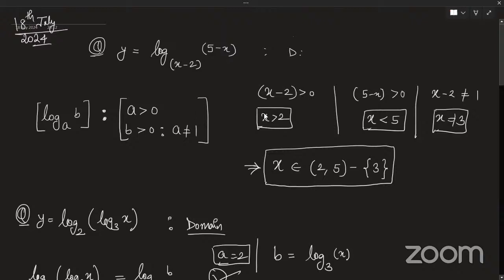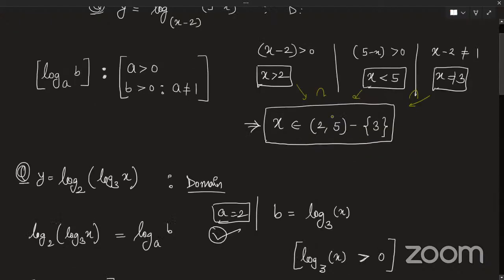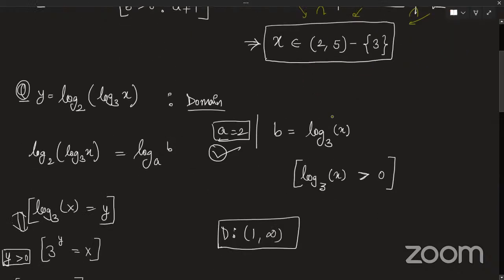So x minus 2 has to be greater than 0, so x has to be greater than 2. 5 minus x is greater than 0, so x has to be less than 5. x minus 2 can't be equal to 1, so x can't be equal to 3. So when I take the intersection of these three things, for a domain we take the intersection of all possible conditions. So it is (2, 5) minus 3: any number between 2 and 5, but not 3, is my domain.